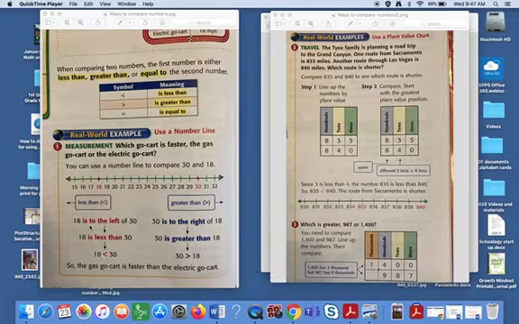And you can say that 18 is to the left of 30 and 18 is less, that means that 18 is less than 30. Or you could also look at it this way, saying that 30 is to the right of 18 on the number line. So that means that 30 is greater than 18. So you could also say 30 is greater than 18 when you read it that way. So the gas go-kart is faster than the electric go-kart.